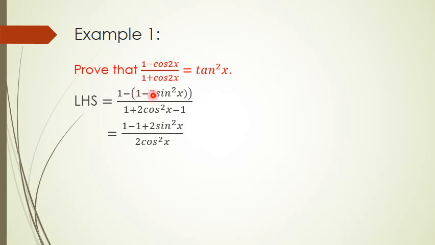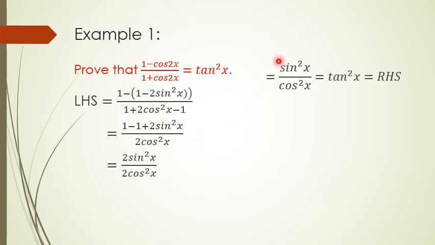And removing the brackets in the numerator, that's minus 1 times 1 gives us minus 1 here. Minus 1 times minus 2 sin squared x gives plus 2 sin squared x. Denominator is 1 minus 1, which gives 0. We are left with 2 cos squared x. Simplifying further, the numerator 1 minus 1 is 0. We are left with 2 sin squared x over 2 cos squared x. Now these 2's will cancel. Then we are left with sin squared x over cos squared x, which is equal to tan squared x, which is equal to the right hand side.